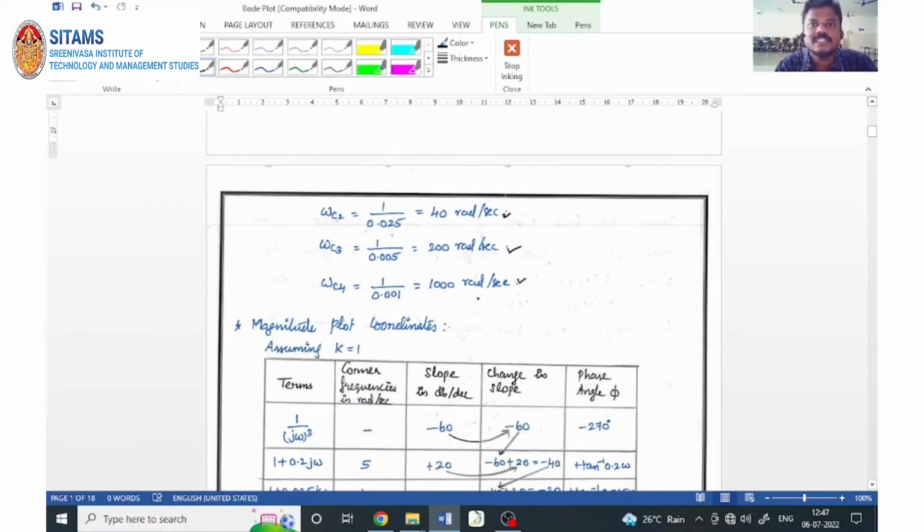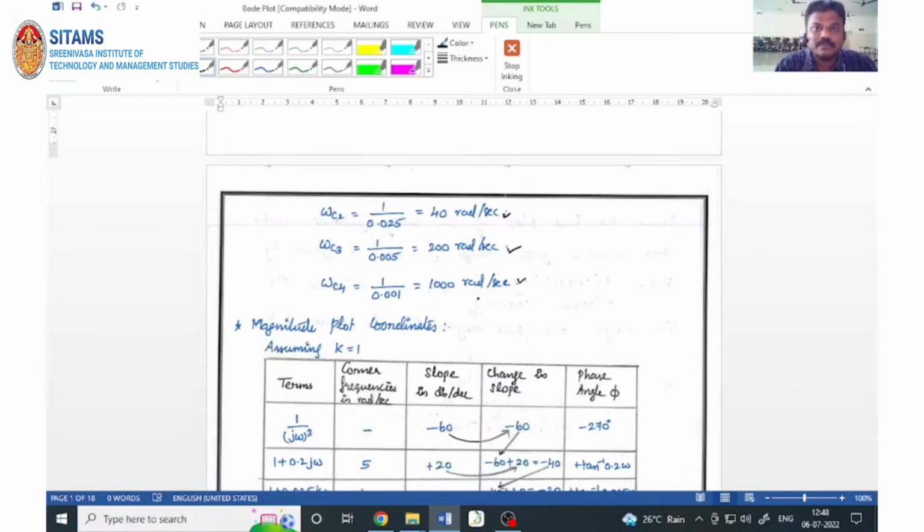So this is the basic step when you are solving a Bode plot. What I did: I identified whether the given transfer function is in Bode form or not. Then the given transfer function is transformed into the sinusoidal transfer function. Then I determined all the corner frequencies. This is the basic step.